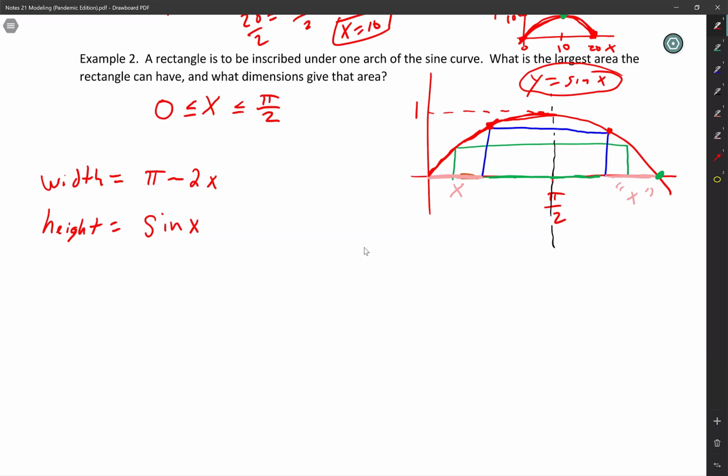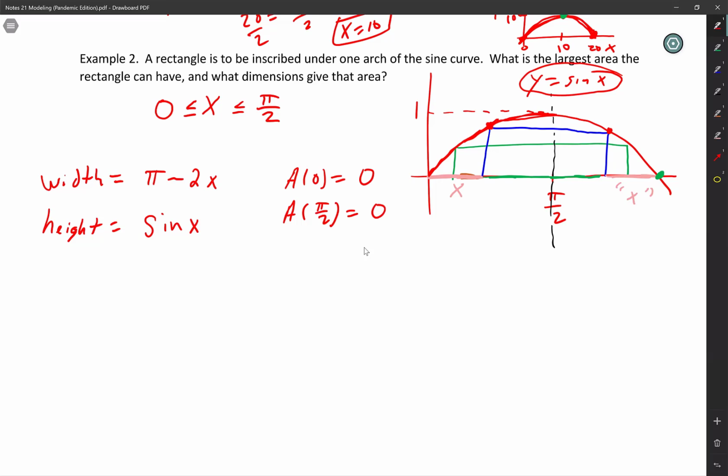But why do I say the restriction between 0 and pi over 2? Why do I put the equal sign there? Because I know that the area at 0 is 0, and I know that the area at pi over 2 is also 0. So if I find a critical number and I just have one value, I know that one value must be an absolute max. Does that make sense to everyone?